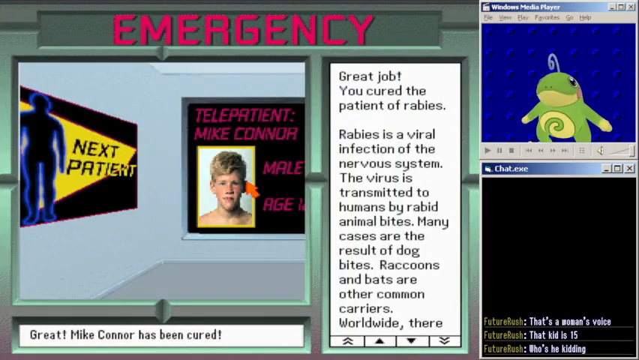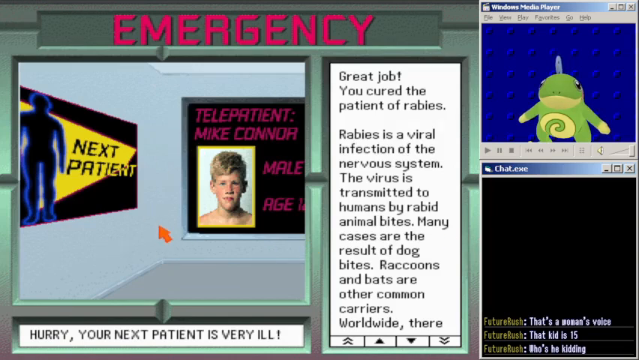Great job! You cured the patient of rabies. Rabies is a viral infection of the nervous system. The virus is transmitted to humans by rabid animal bites. Many cases are the result of dog bites. Raccoons and bats are other common carriers. Worldwide, there are an estimated 15,000 cases of rabies each year. There are very few cases in the U.S., however, largely as a result of intensive efforts to vaccinate dogs. Untreated cases are usually fatal. Treatment is given to patients when there is reasonable suspicion of rabies exposure following an animal bite. The primary treatment involves a several-week course of anti-rabies antibody shots. The treatment works by enabling the body to eliminate all the rabies viruses before the disease develops.